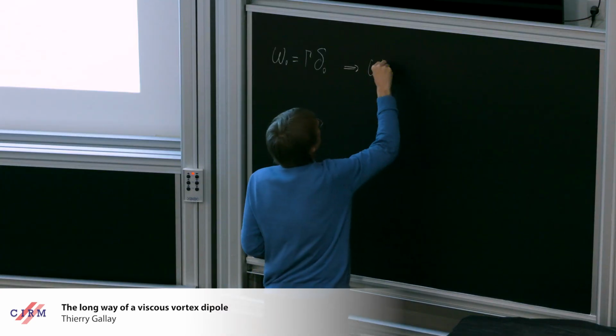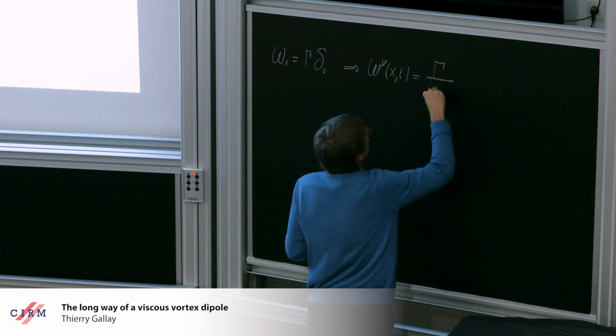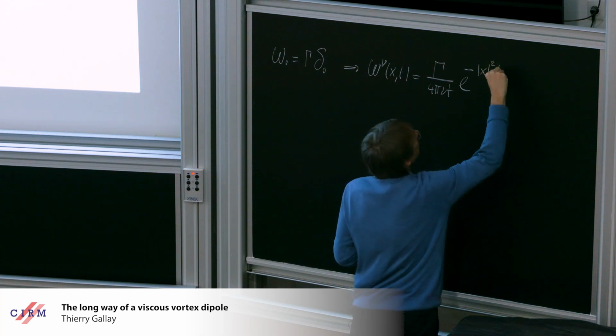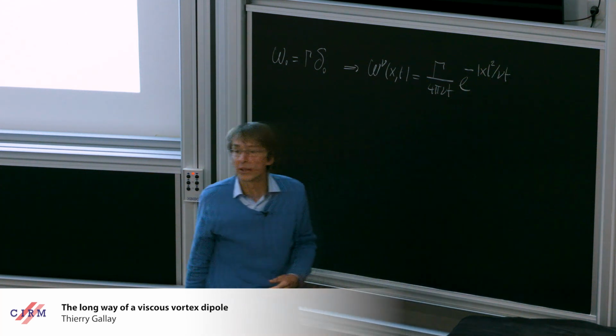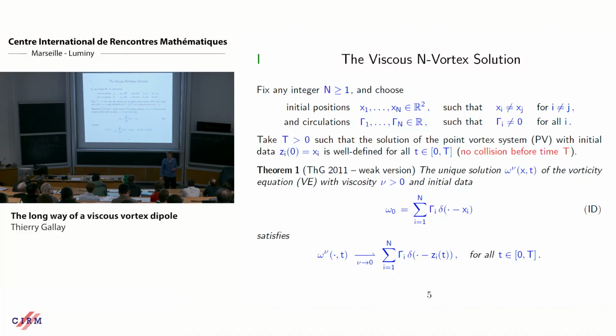It's omega nu of x, t is gamma over 4 pi nu t e to the minus x squared over nu t. This is just the fundamental solution of the heat equation, but in fluid mechanics it's called the Lamb-Oseen vortex. It has a noble name, but okay, it's just the solution of the heat equation.